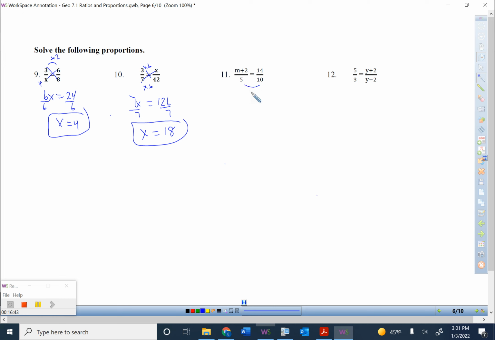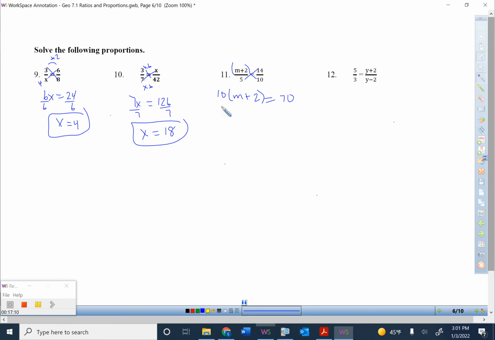Okay, same thing here, but it's not as straightforward when you see this. We do know that times 2 is happening, so this should be half of what this number is. It should be 7. Okay, so let's work out the cross multiplication and test out that theory. So here, remember, if there's 2 pieces, we need to hug it with parentheses. So that's 10 times the quantity m plus 2. And then over here, we're taking 5 times 14 is 70.